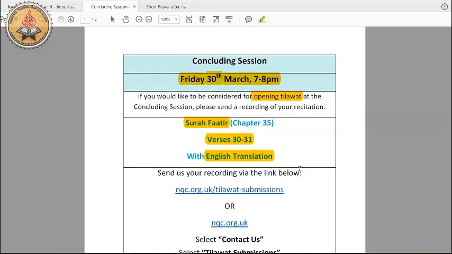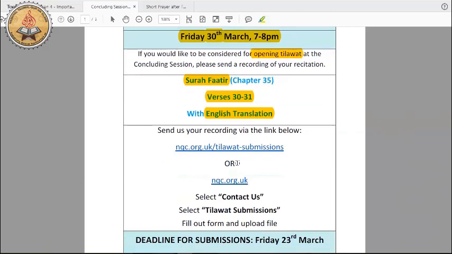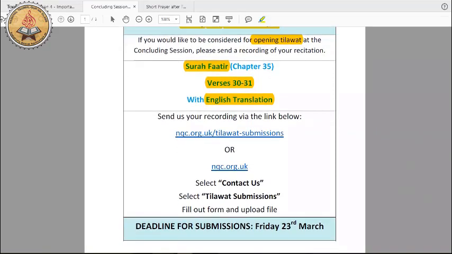You can send us your recorded file via this link, nqc.org.uk/tilawat-submissions, or when you go to the website nqc.org.uk, you select contact us, then you select tilawat submissions, then you fill out the form and upload the file. So there are two ways to do it.